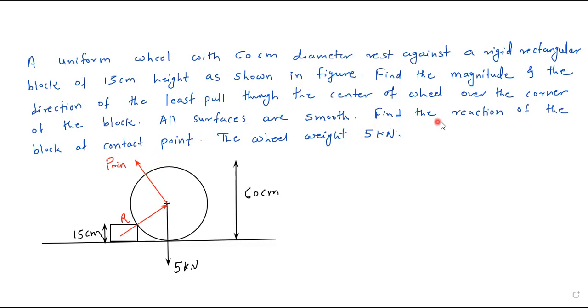All surfaces are smooth. Find the reaction of the block at contact point. So this R also we need to find out, and we have to calculate this P minimum also. The wheel weighs 5 kilonewton. So this is the weight of the wheel, which is 5 kilonewton.